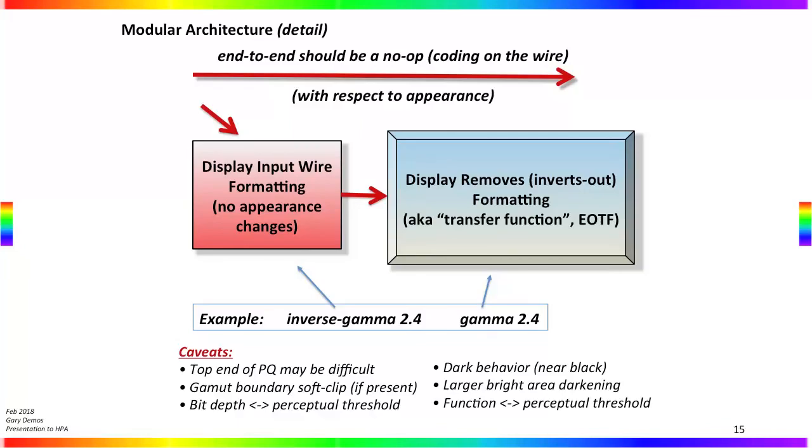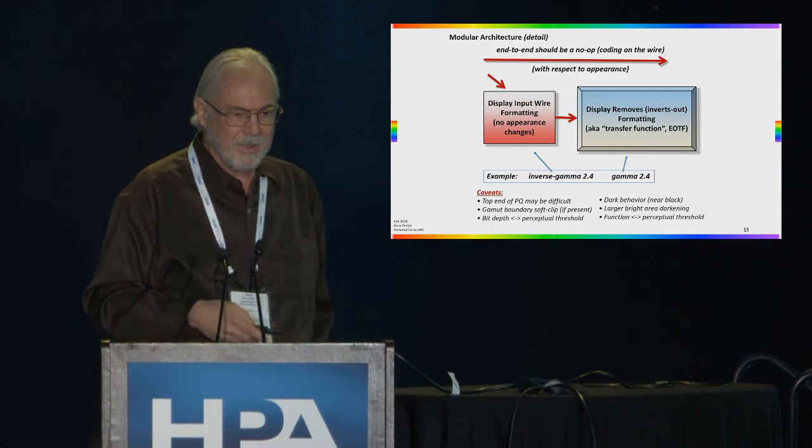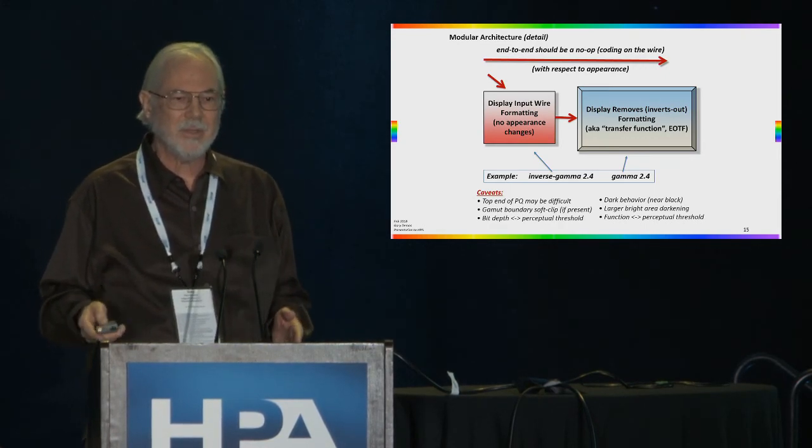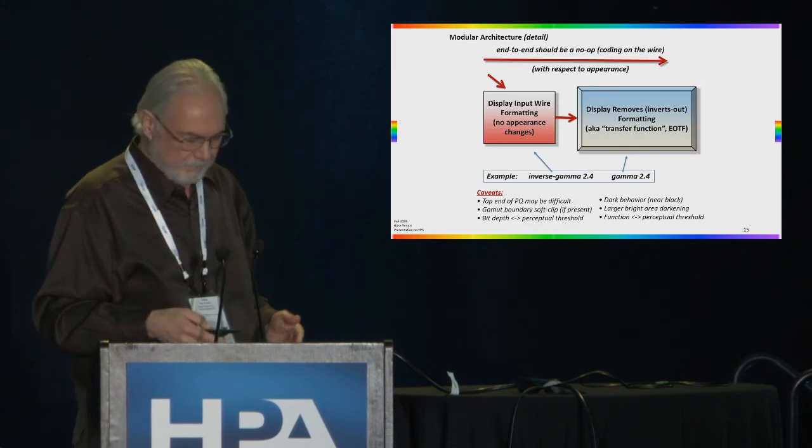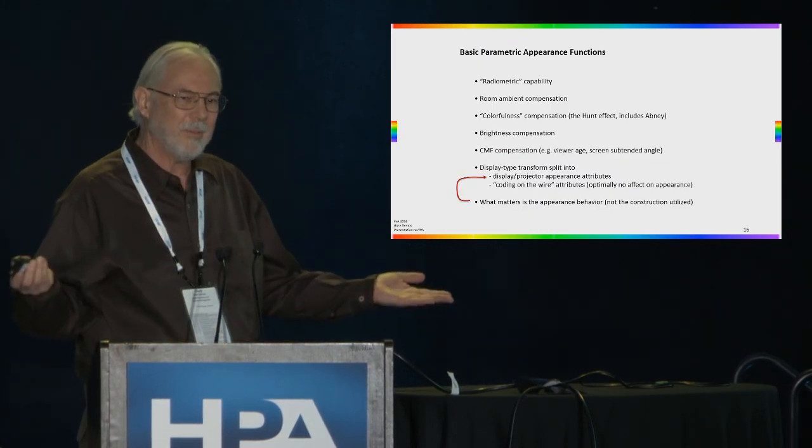The display formatting, I think it's best to think of it just in terms of, I call it coding on the wire. If you have a display that takes in gamma 2.4 and you have a signal and you make an inverse gamma 2.4 and then send it to the display, it undoes it, it's basically a no-op, end-to-end being a no-op. And there are lots of caveats to this, but display formatting is an interesting topic, but it's a completely different issue than the appearance compensation. It's basically how best to use the wire.